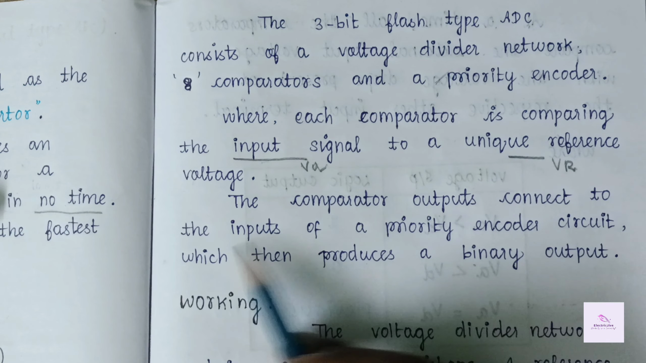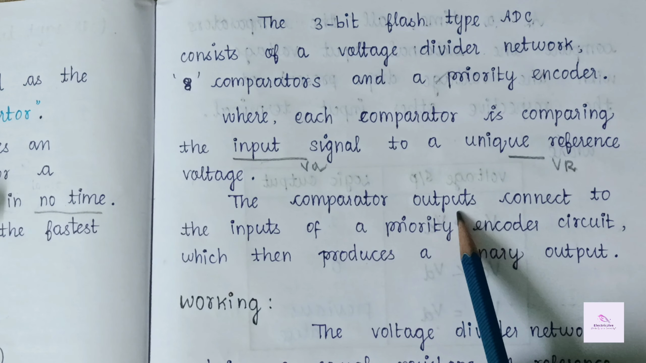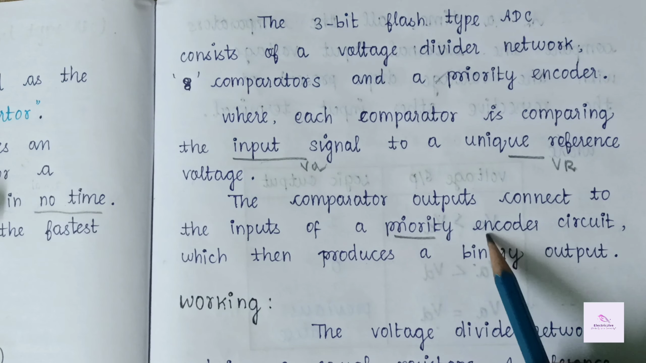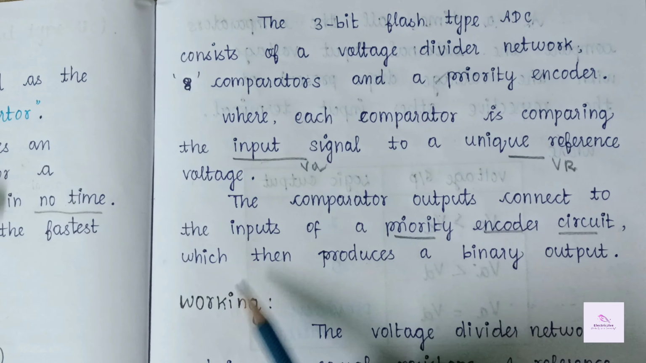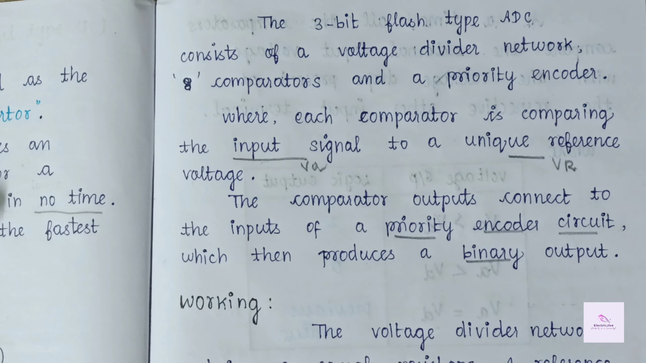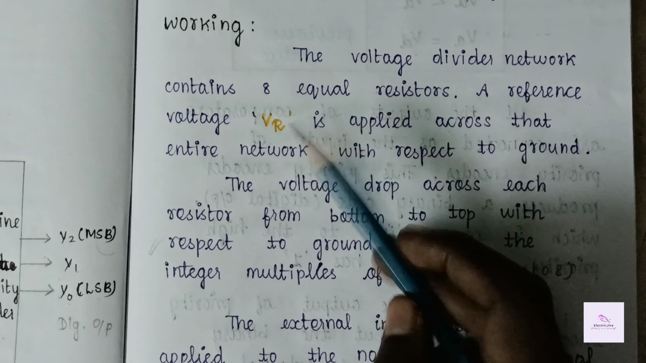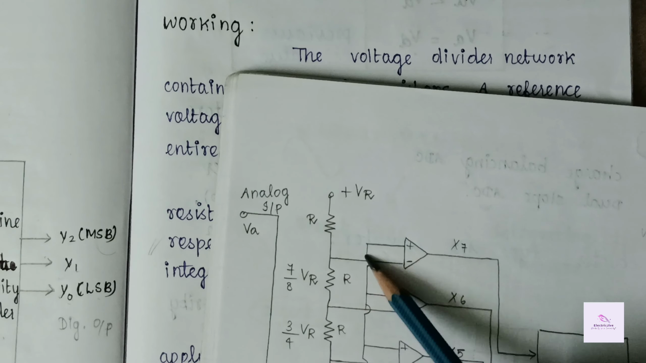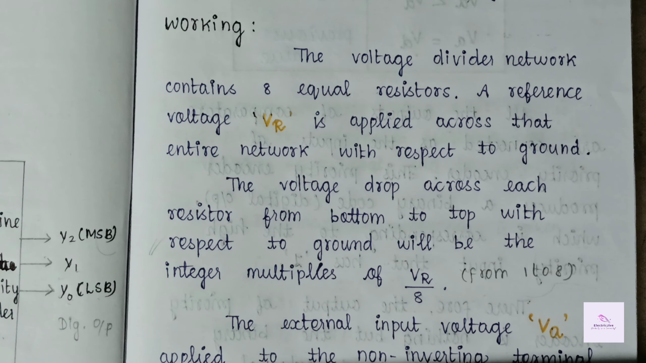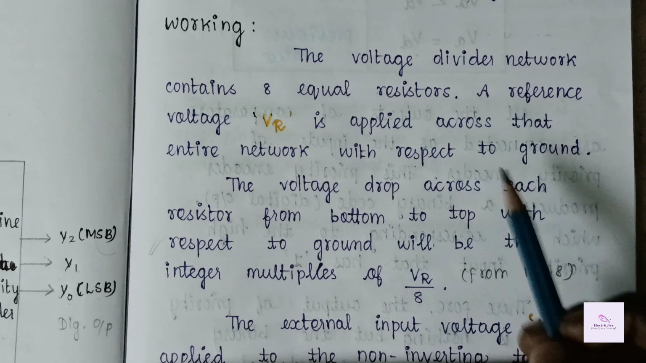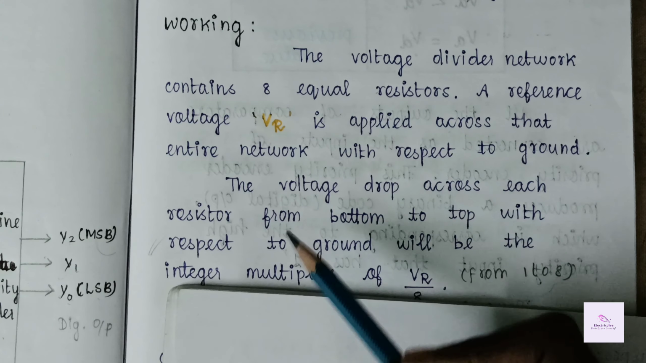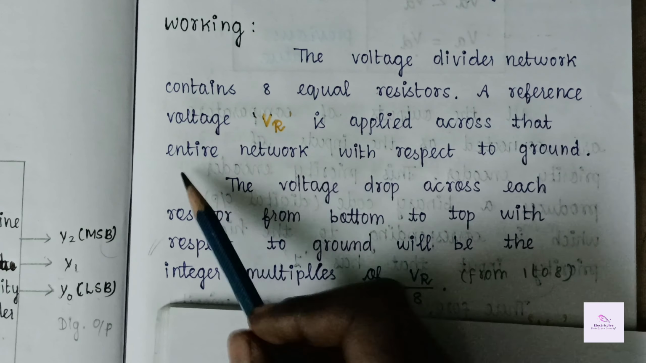Okay, the comparator outputs connect to the inputs of a priority encoder, an 8 to 3-bit priority encoder circuit, which then produces a binary or digital output. Okay, the voltage divider network. This voltage divider network contains 8 resistors of equal value. Okay, a reference voltage VR. This reference voltage VR is applied across that entire network.